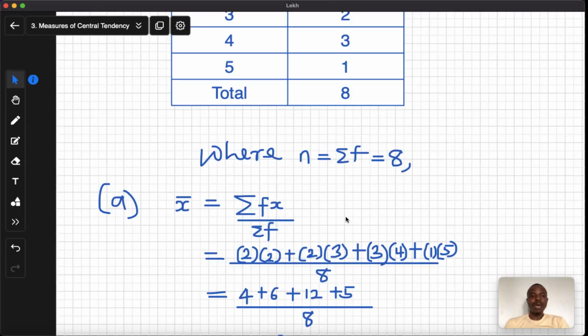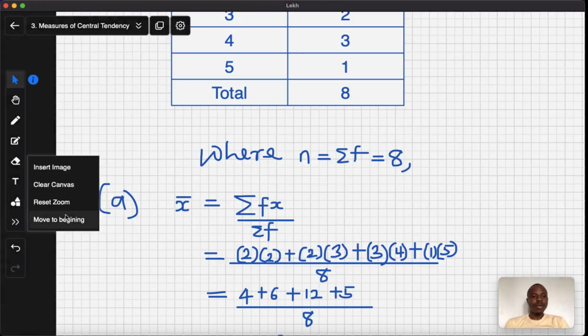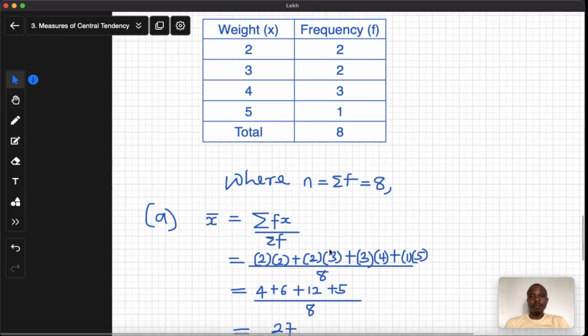So, to avoid issues that may come up when you're trying to interpret the formula, the frequency should come first, considering the fact that we wrote f before x. So 2 multiplied by 2 in the first place, 2 multiplied by 3 in the second place, 3 multiplied by 4 in the third place, and 1 multiplied by 5 in the fourth place.